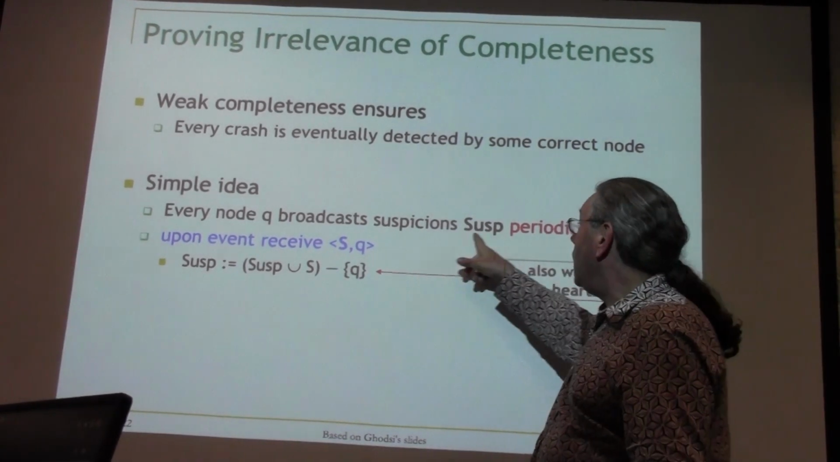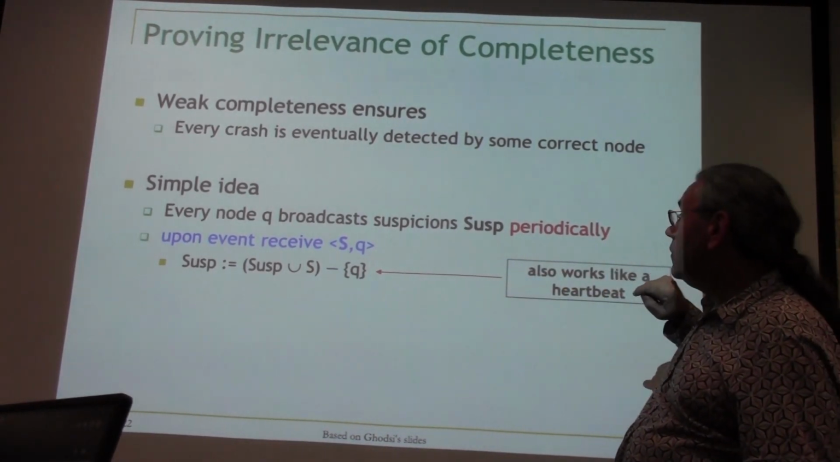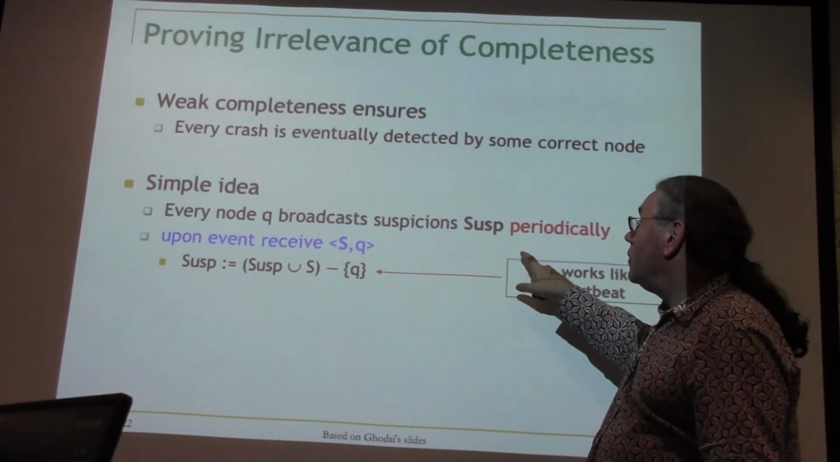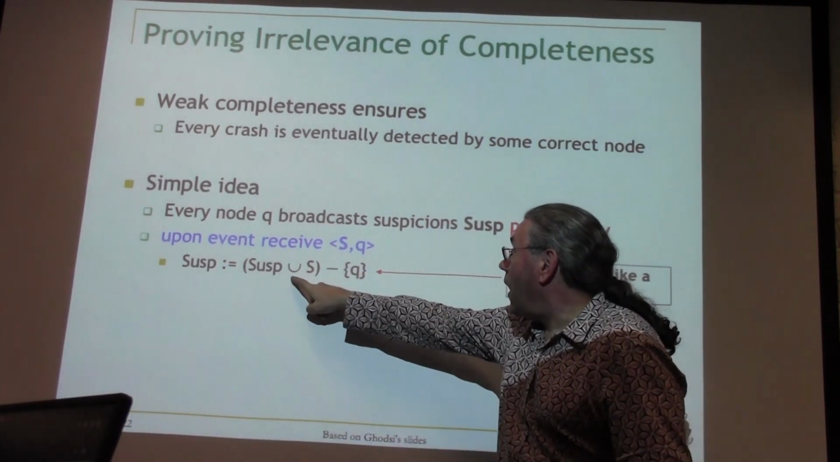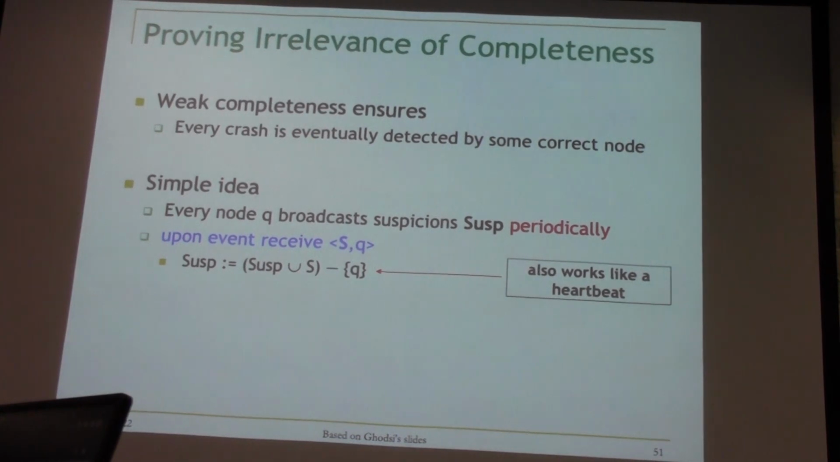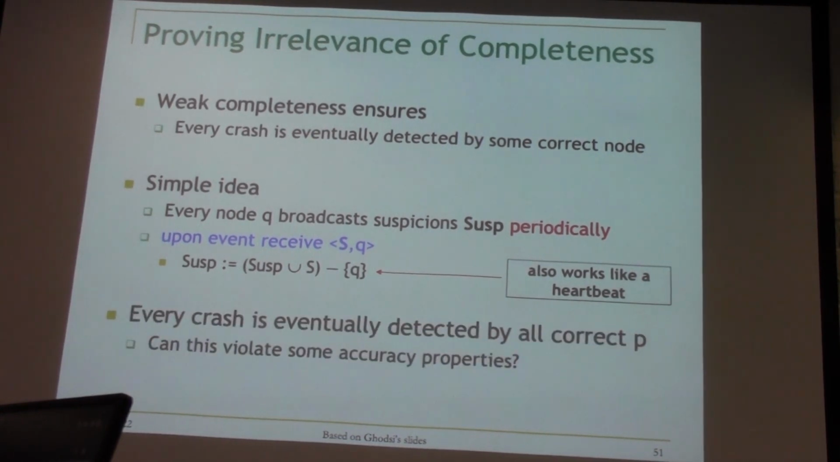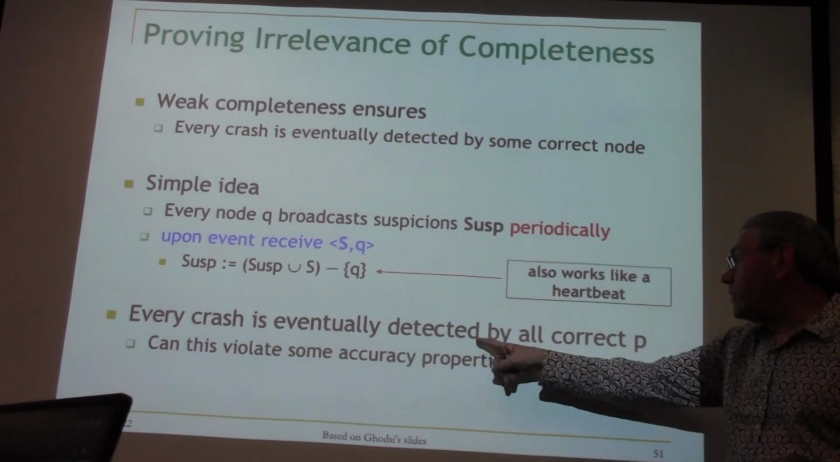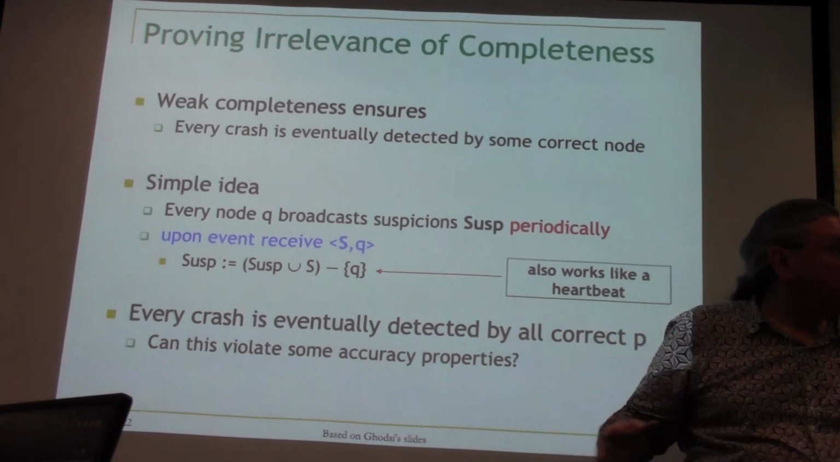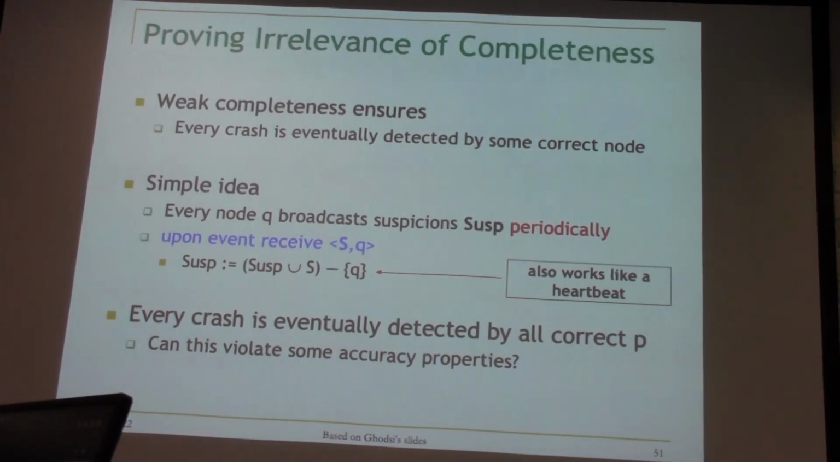Every node will broadcast the suspicions. Okay? And when I receive it, I can get the suspicions, but I also know that node Q is alive. Every crash will eventually be detected as seen by all correct nodes. Okay? Because the weak one will broadcast to all the nodes. So weak and strong are actually equivalent.